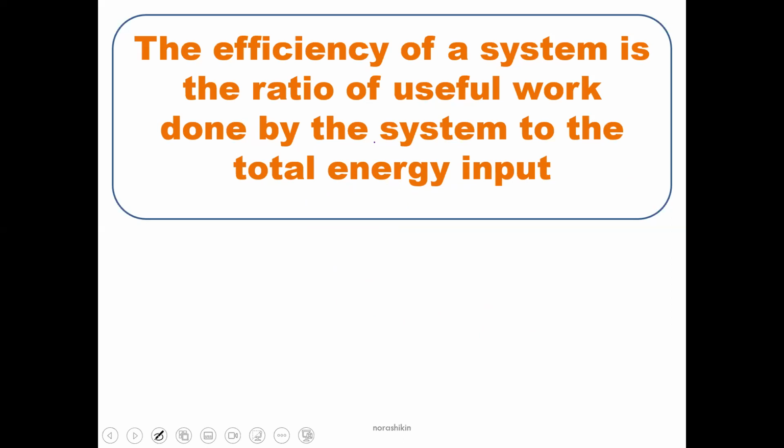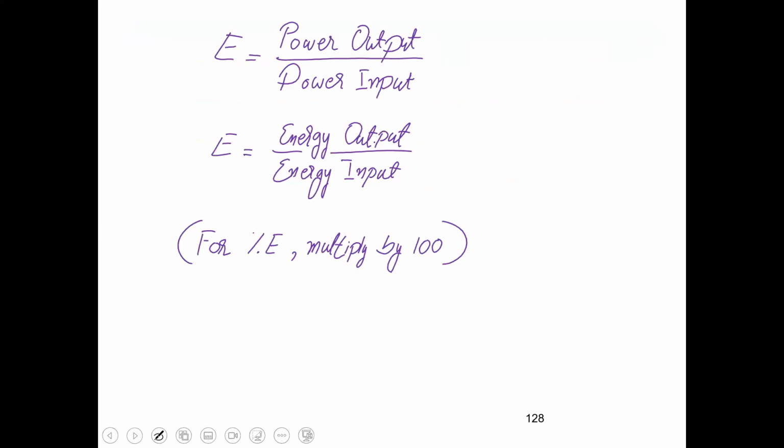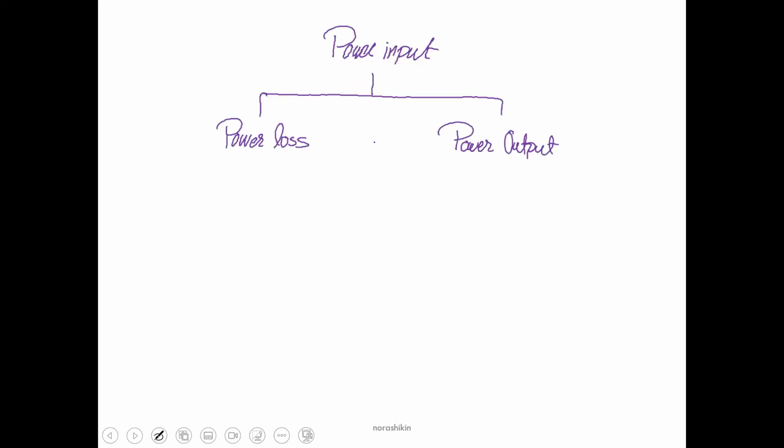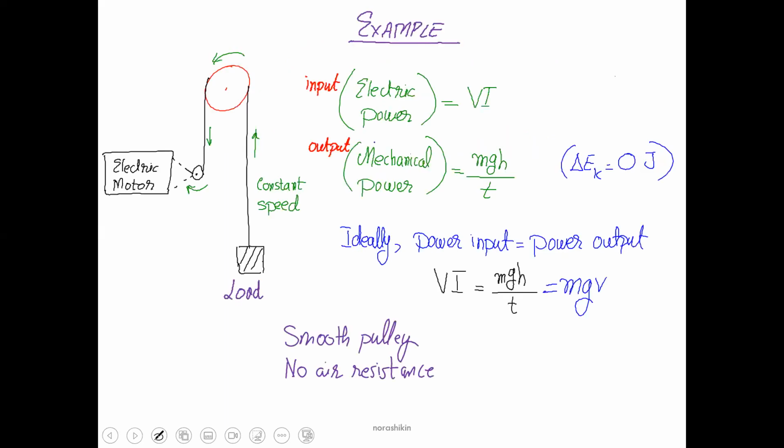Efficiency. Efficiency of a system is the ratio of useful work by the system to the total energy input. Efficiency is power output upon power input or energy output upon energy input. For percentage, you have to multiply by 100. Efficiency is actually a ratio, so it has no unit. There are two translations of power, power loss and power output, from the power input side.